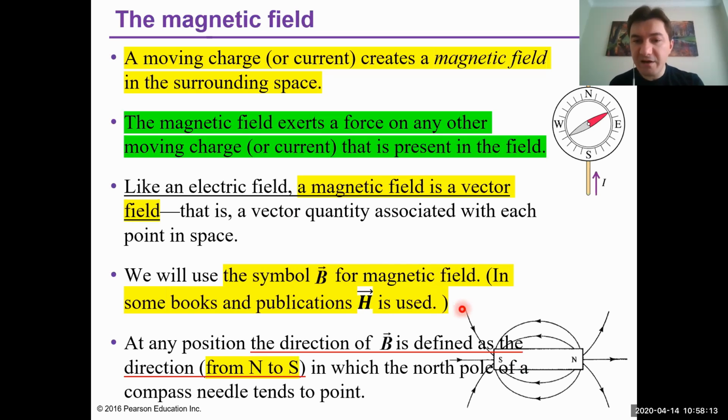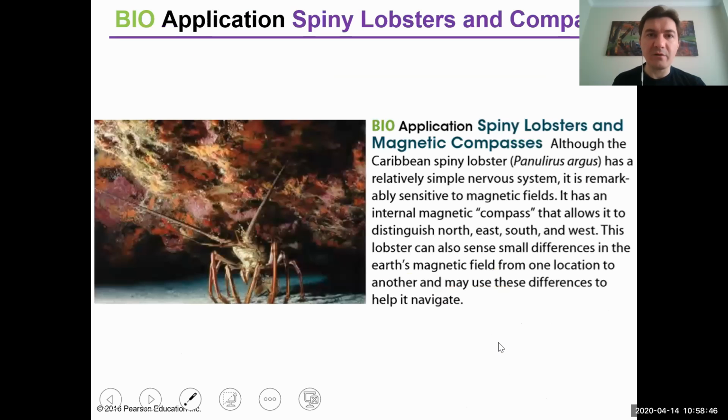So here, what you see, we have a bar magnet. Look at that one. This is the N pole of the bar magnet. This is the S pole of the bar magnet. So what about the direction of the B? The direction of B is defined by the magnetic field lines, and we have magnetic field lines from the N pole to the S pole, from N to S. Don't forget this one. We will also give detailed information about this.